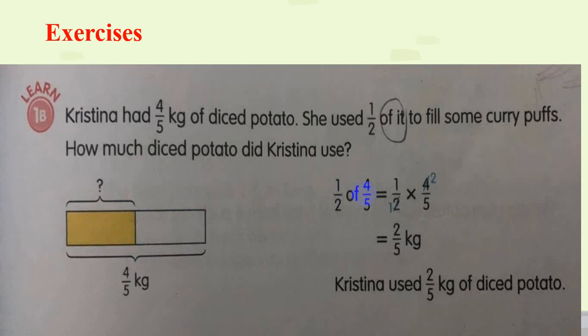In order to multiply, normally we multiply numerators by numerators and denominators by denominators. However, we can simplify directly so that it will be faster and easier. If we divide 4 by 2, it will be 2. And if we divide 2 by 2, it will be 1. So here it will be 2 and this will be 1. So we take 1 times 2 is 2 and 1 times 5 is 5. So the answer: Christina used 2 over 5 kg of diced potato.